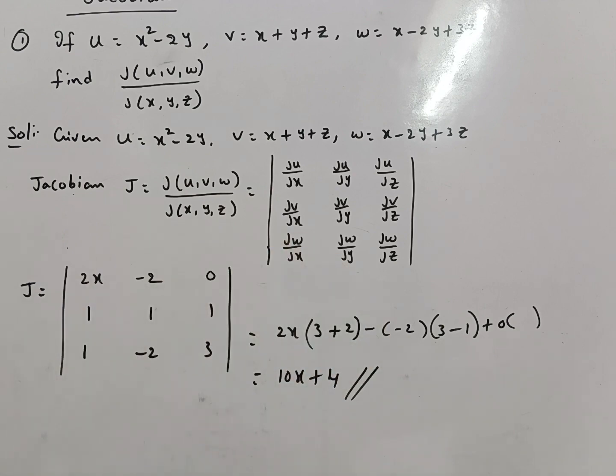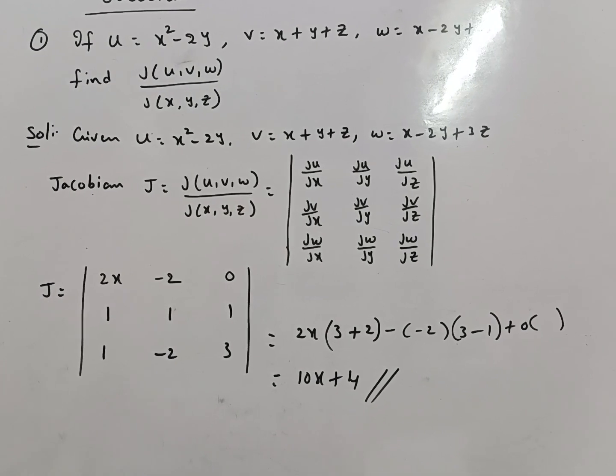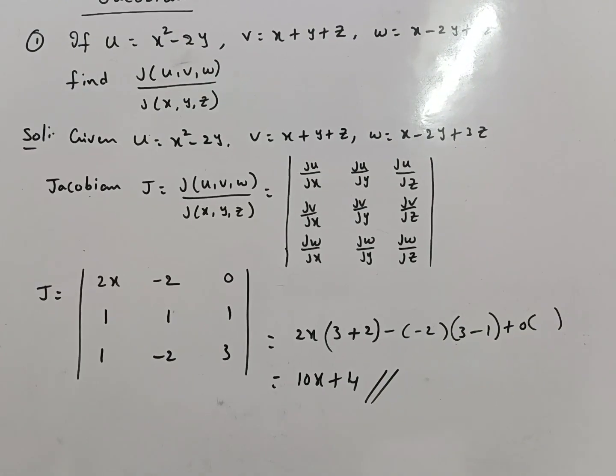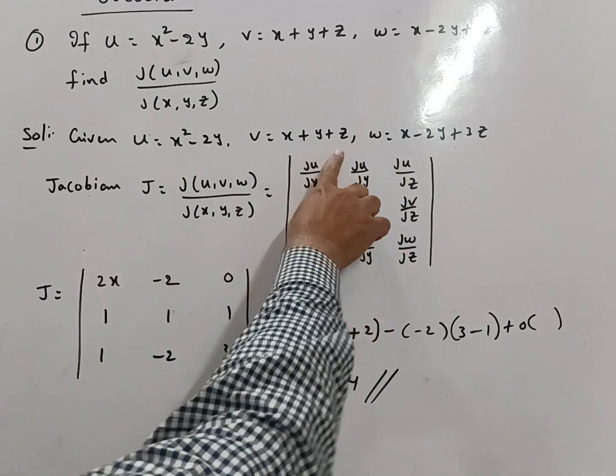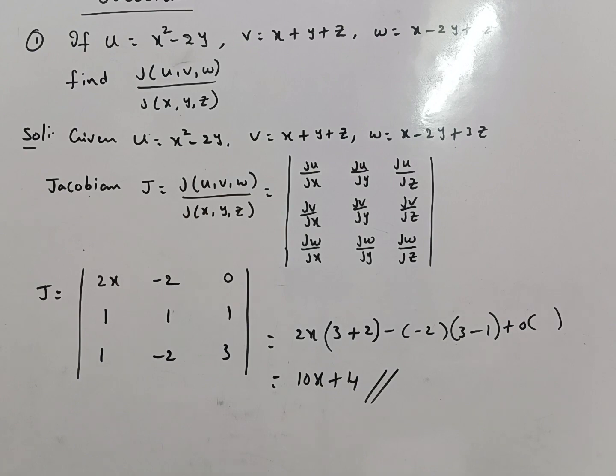So therefore, what is the answer here? The Jacobian of u, v, w is 10x plus 4. Like that, you have to solve this problem. Understand here? Very simple problem. Whenever he gives a Jacobian, you have to check whether it is a two variable problem or a three variable problem. If it is a two variable problem, we have only this much formula. If it is a three variable problem, we have a 3 by 3 determinant. Okay, we'll see the next problem.